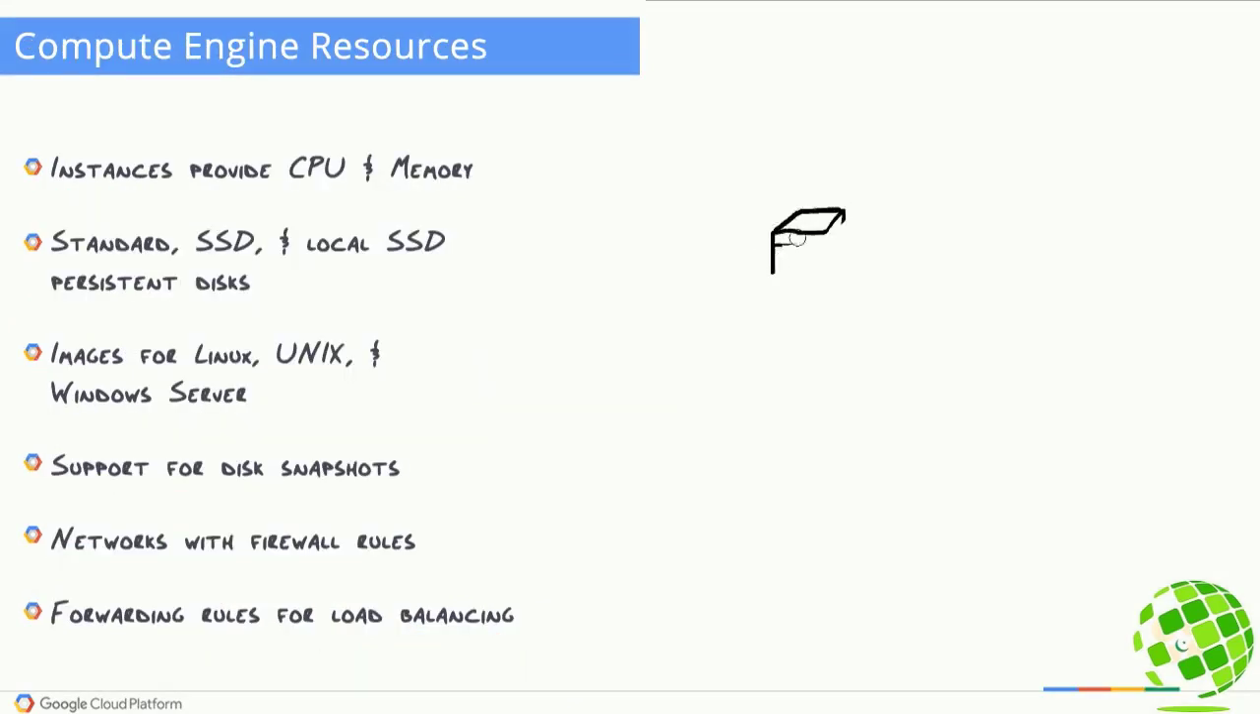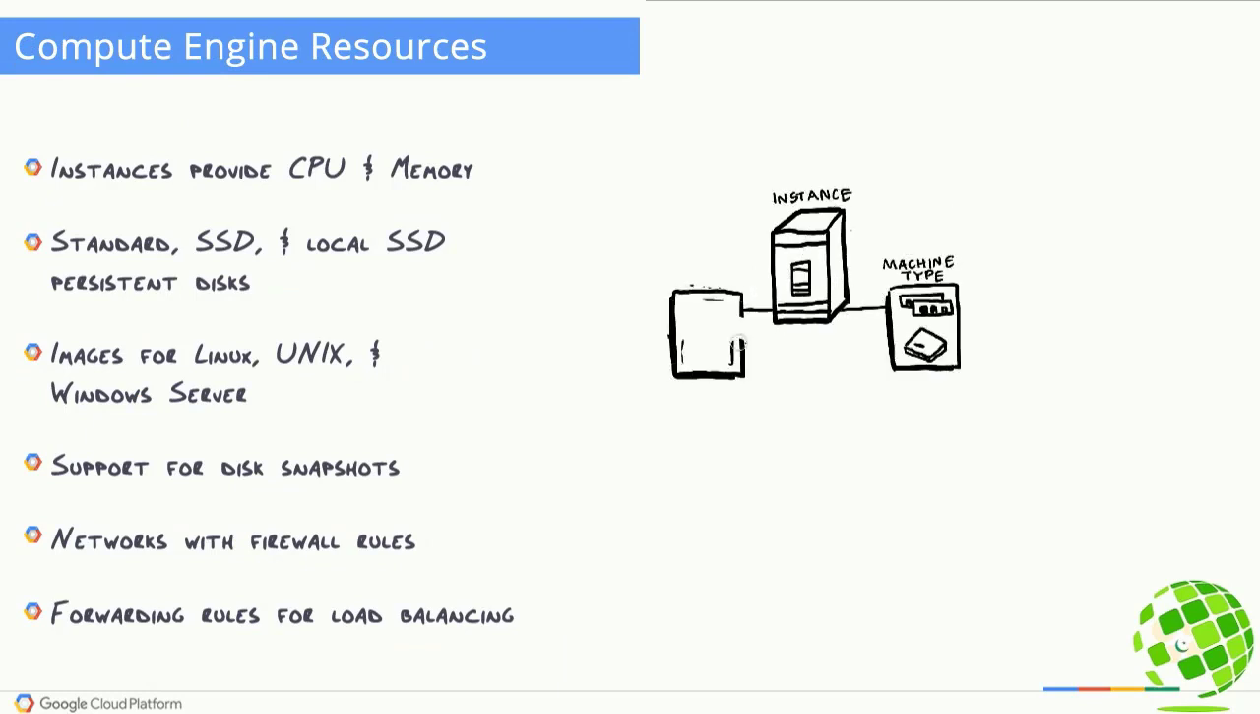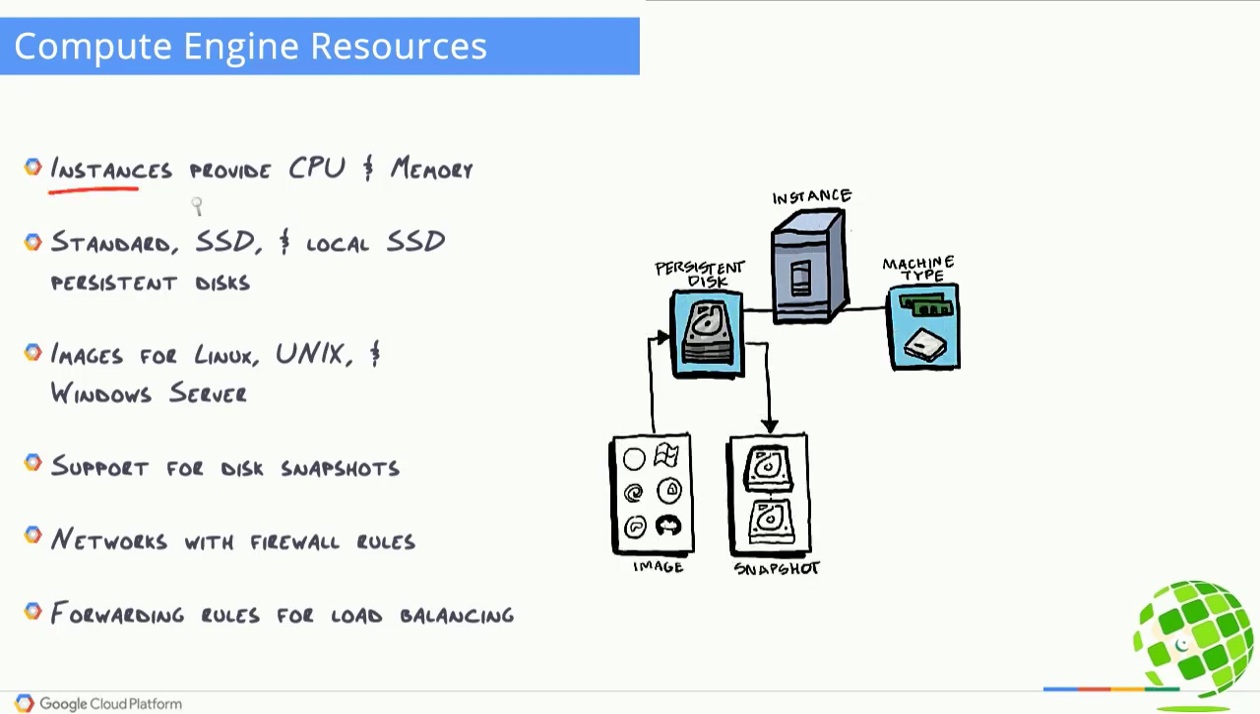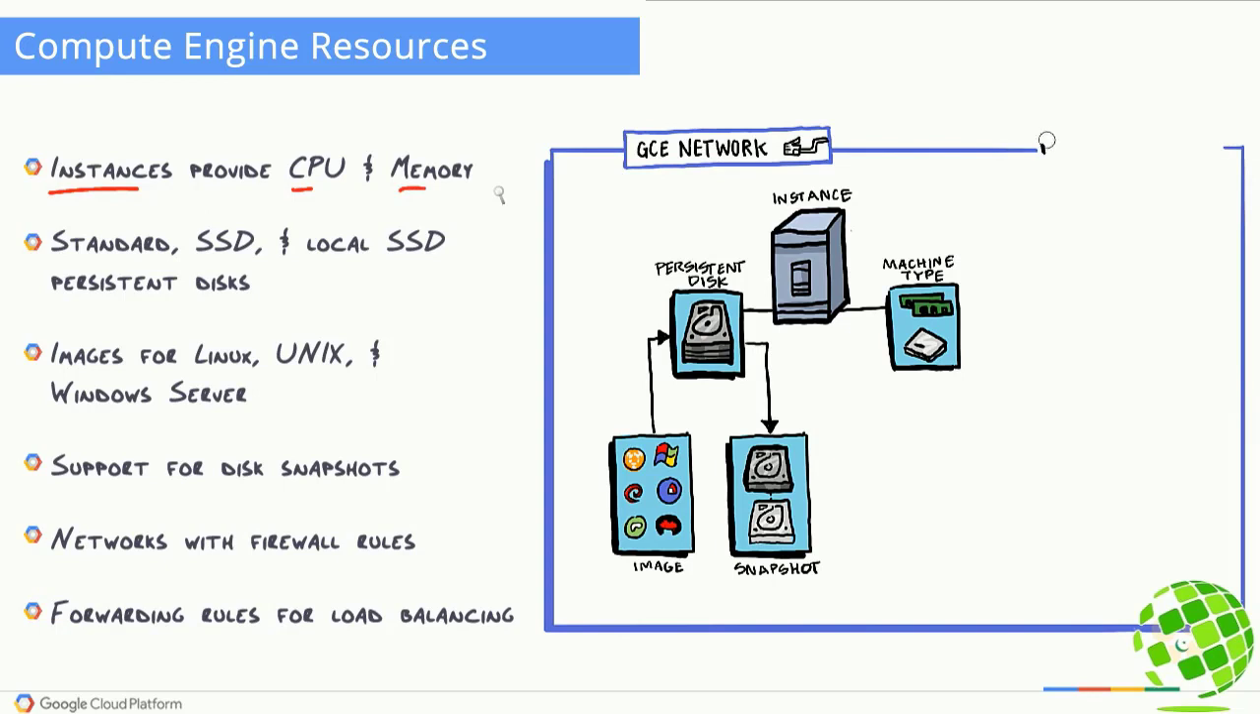Let's go over Compute Engine's resources. These are the components you'll be using to build virtual machines and cloud-based networks. So a virtual machine in Compute Engine is known as an instance. When we spin up an instance, we're going to choose where that instance lives, what zone it lives in, as well as the machine type, which is, again, the physical specs of the machine, the CPU and memory.